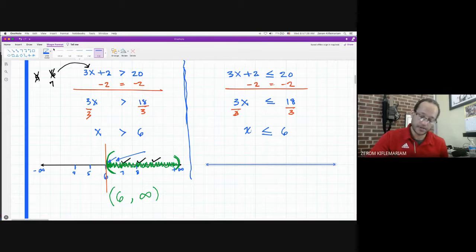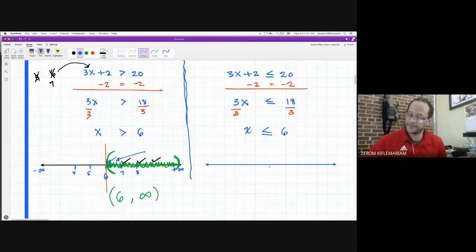On the number line, that's called 6. So I have 5, 4, negative infinity. I have 6, 7, 8, 9, and so on. And it goes to positive infinity. So this one says x is what? Less than 6. What is less than 6? Anything less than 6 would be 5, 4, 3, 0, negative numbers. All of them are less than 6.